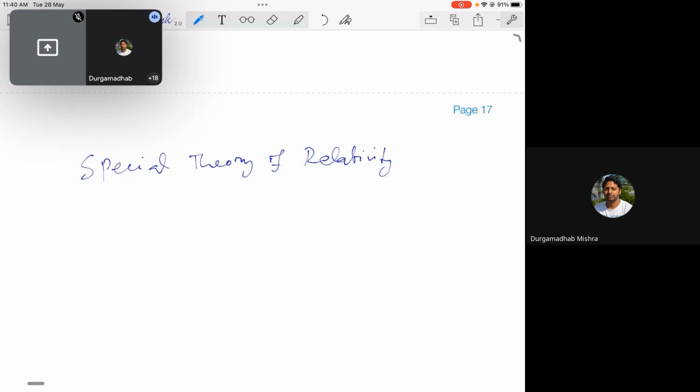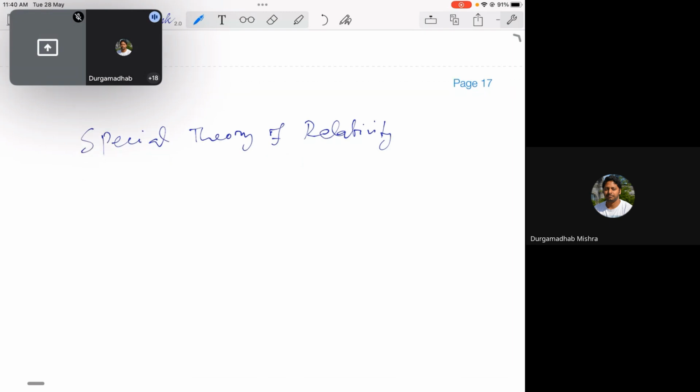But how it started, or why Einstein thought about it, is where electrodynamics or Maxwell's equations play a role. So when you go from one reference frame, so this is our reference frame S, and this is another reference frame S prime.